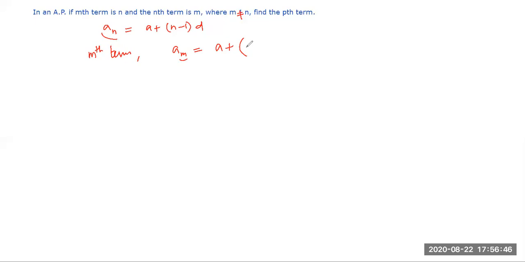m minus 1 into d, minus 1 into d. And he has given that this is equal to n. If I'm right, the term is n. He has given that. This is my first equation. Let me just write this.